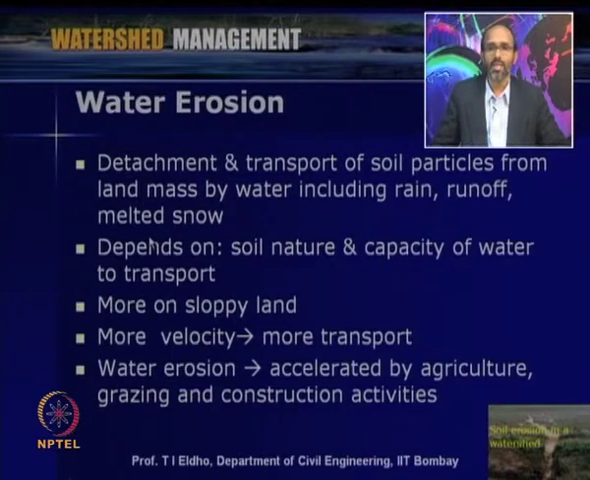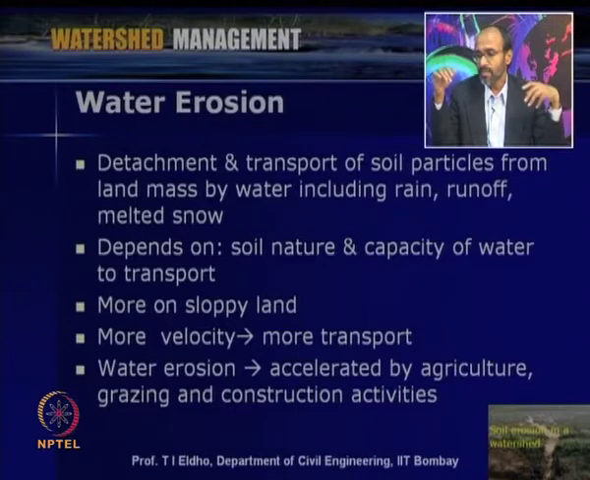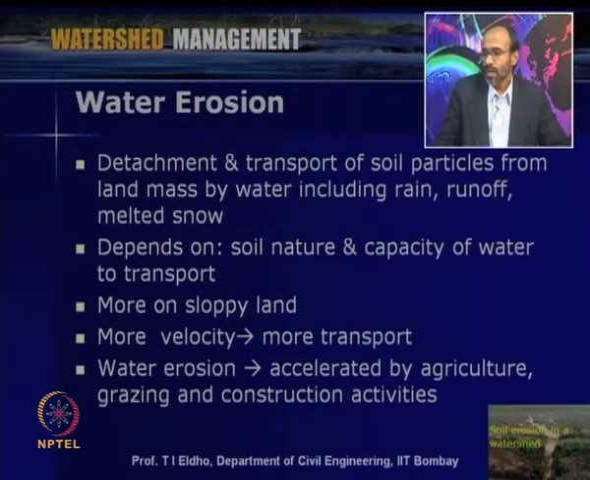So, this is what is happening as far as water erosion is concerned. The water erosion depends on the soil nature and the capacity of water to transport. We have already seen, depending upon the soil texture, soil material, detachability, that means due to the force of the precipitation or the water movement, soil grains will be detached from the land and that will be transported.